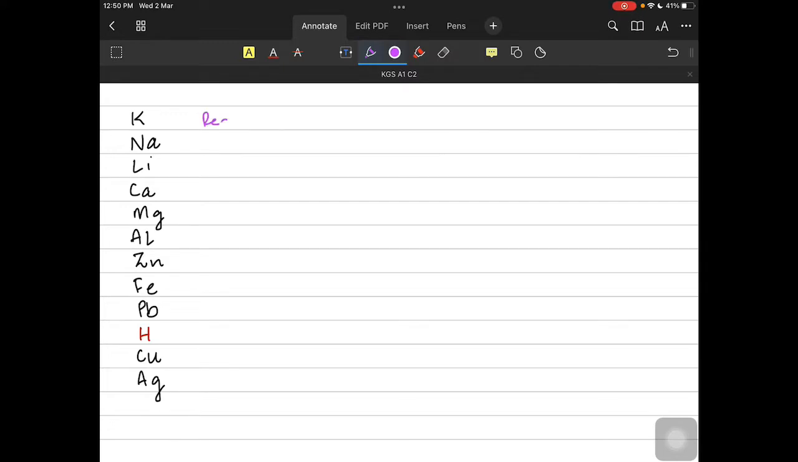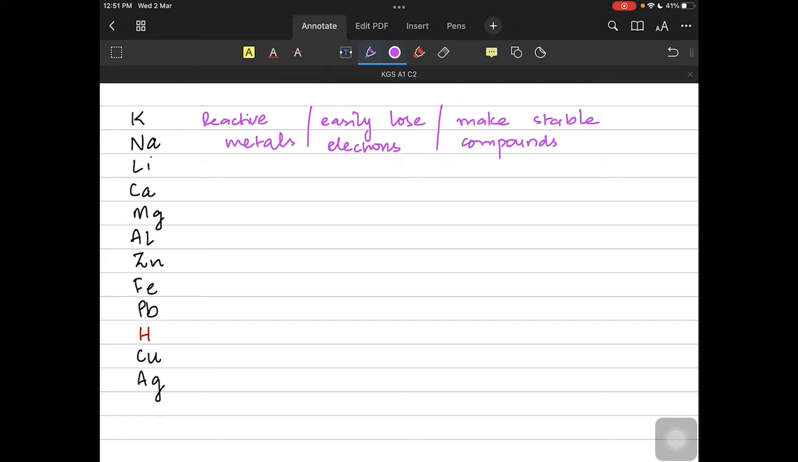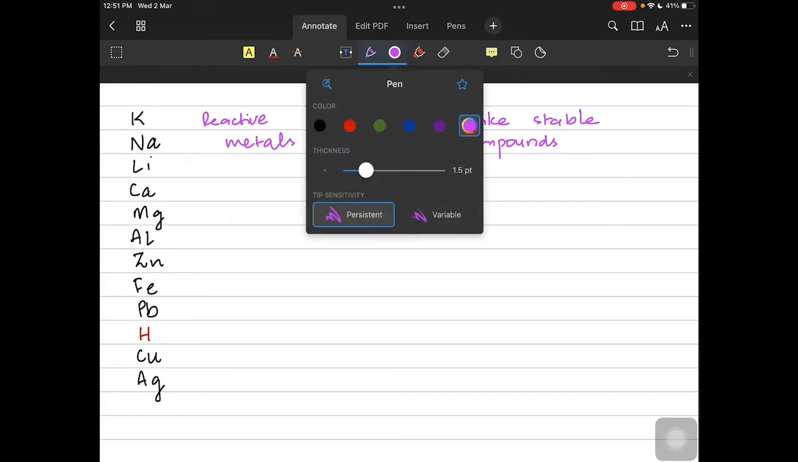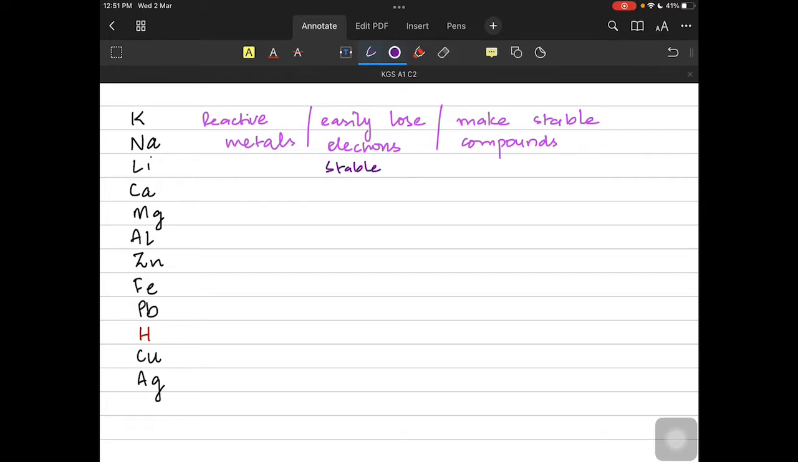So there are a few metals which are more reactive, like potassium, sodium, lithium. The ones which are higher in the series are very reactive. They easily lose their electrons, they become cations, and they make really stable ionic lattices. So they make stable compounds like stable metal carbonates, stable metal nitrates, stable metal hydroxides. And these compounds have a really stable ionic lattice.